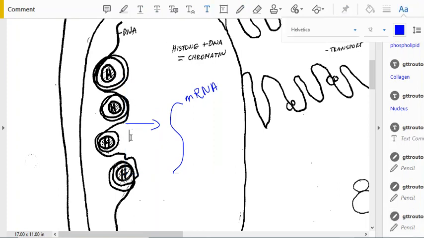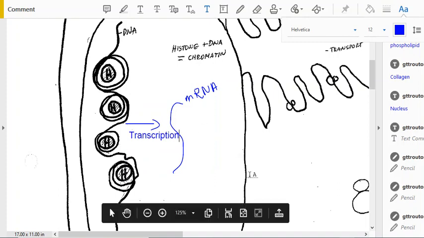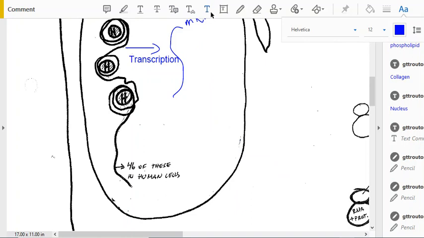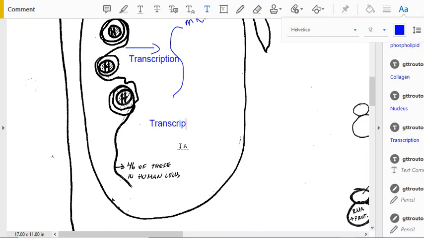There's my little text box here. All right, transcription does occur in the nucleus, and specifically, I'll make a note of this down here, it occurs in the nucleolus, which is the part of the nucleus that builds the mRNA strand. So I'll say transcription occurs in the nucleolus. And that's part of the nucleus.